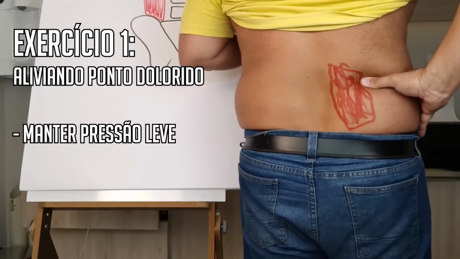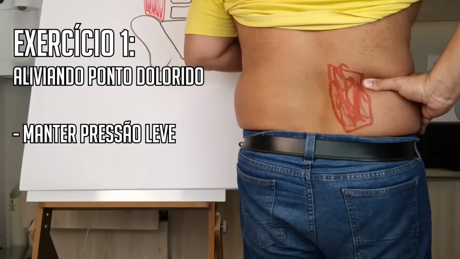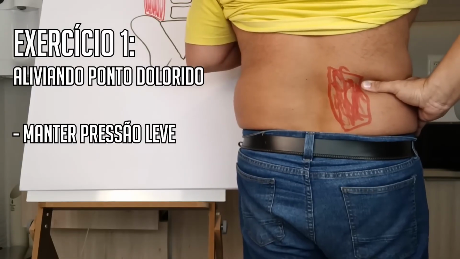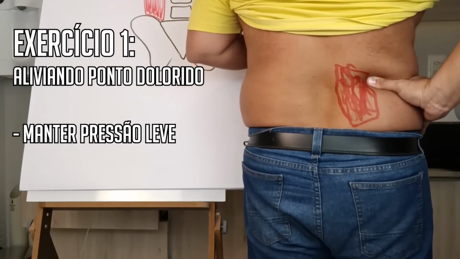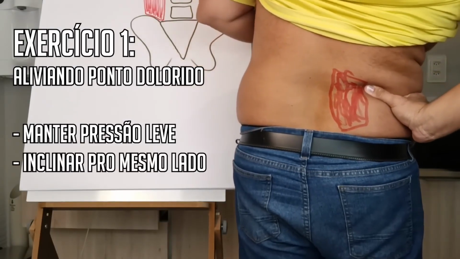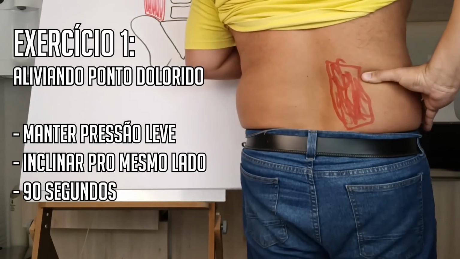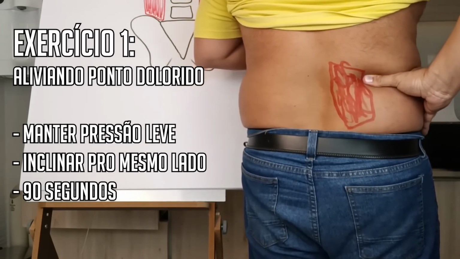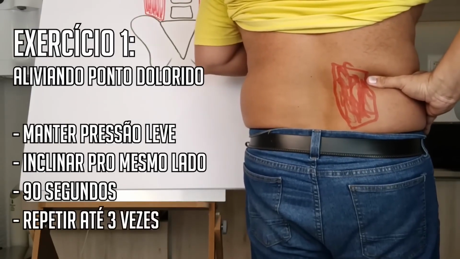If you're feeling strong pain, you're pressing too hard. Loosen that finger, ease up on the pressure, apply lighter pressure. When you feel a mild, bearable pain or preferably no pain, you should maintain that pressure and also tilt to the same side. Keep this pressure here for 90 seconds. When you come back, you'll see that the spot is softer, less tense, and the pain has decreased a lot. You can repeat this exercise up to 3 times.